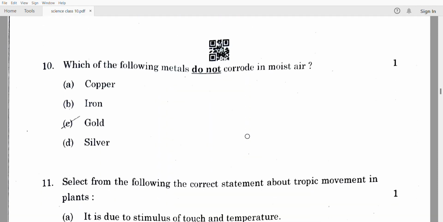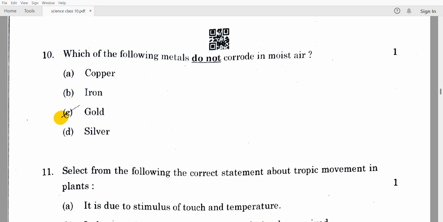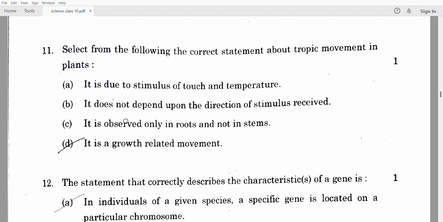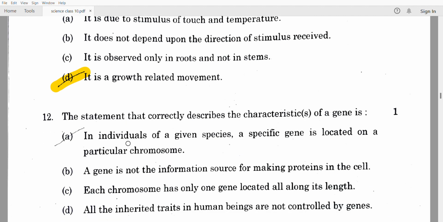The 10th question, which of the following metals do not corrode in moist air? It is gold as it comes in the least reactive series. So with the moisture it doesn't react. Do not corrode. So when you come to the 11th question, select the correct statement about trophic movement in plants. It is growth related movement. This is the right option.